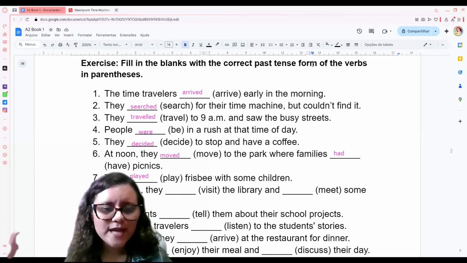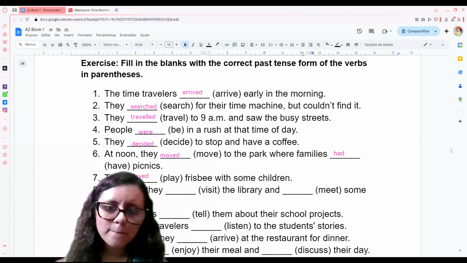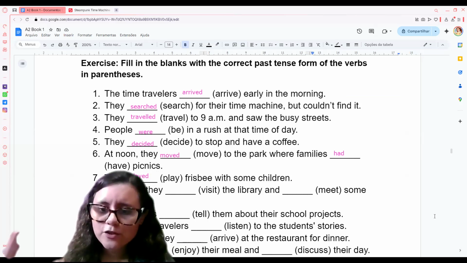Next, at 3 p.m., the verb is visit, the library, and another verb, meet some students.